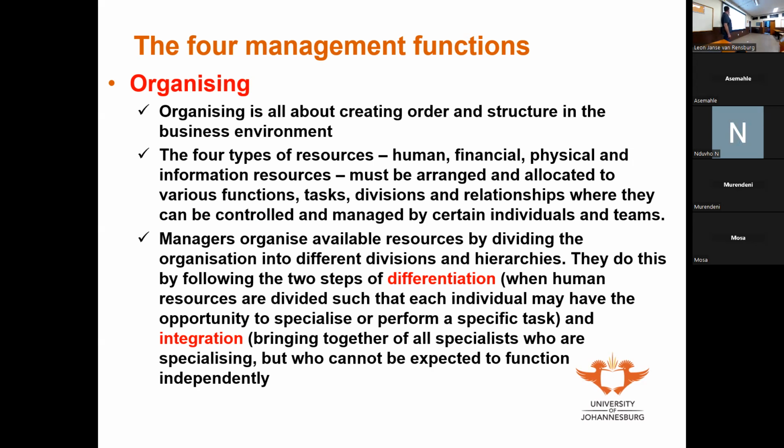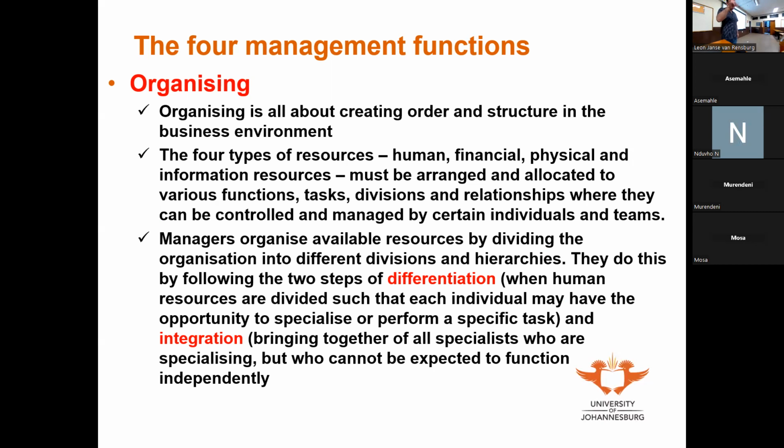Okay. So organizing is all about creating order and structure in a business environment. So let's take it to business. The 4 types of resources, we know what they are. These must be arranged to the allocated functions in order to execute the plan. And then that needs to be controlled so that we can act, but we'll talk about control. Managers organize available resources by dividing their organization into different divisions, and there are different ways to divide up the organization. This talks only about the divisions, but there might be other structures, okay?